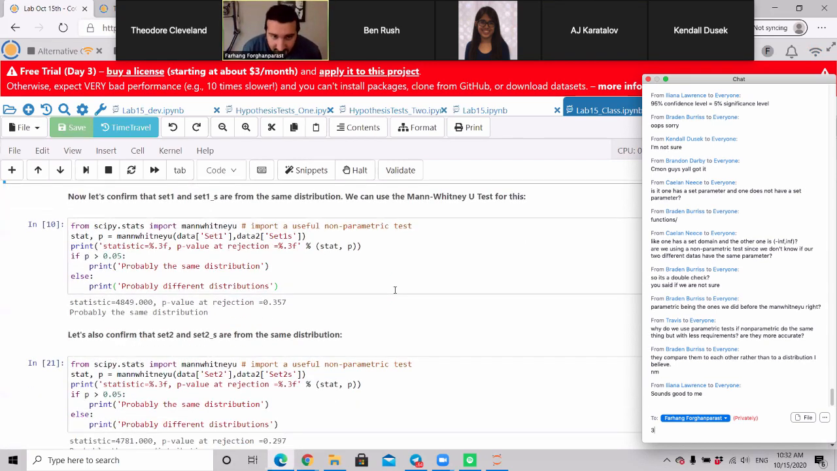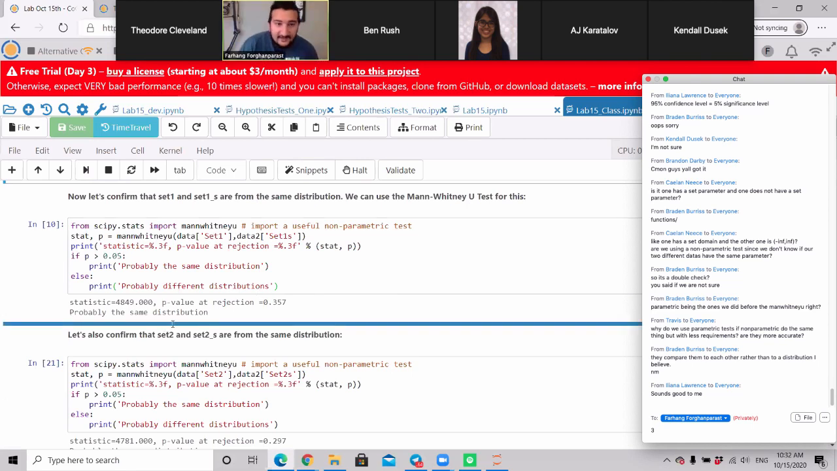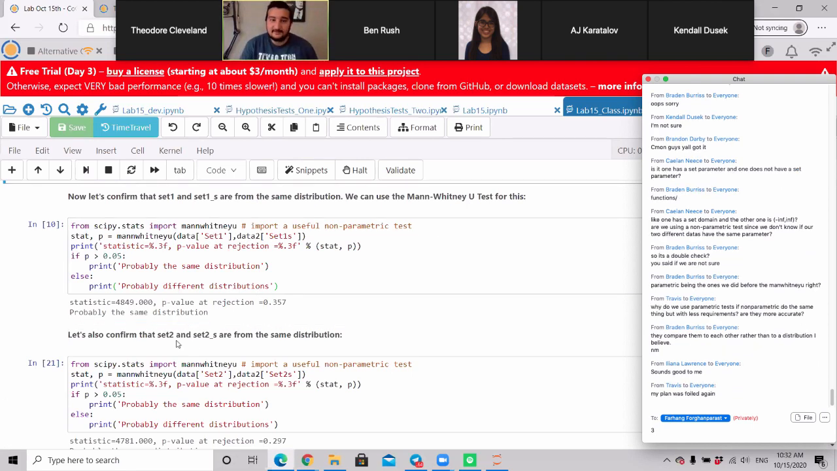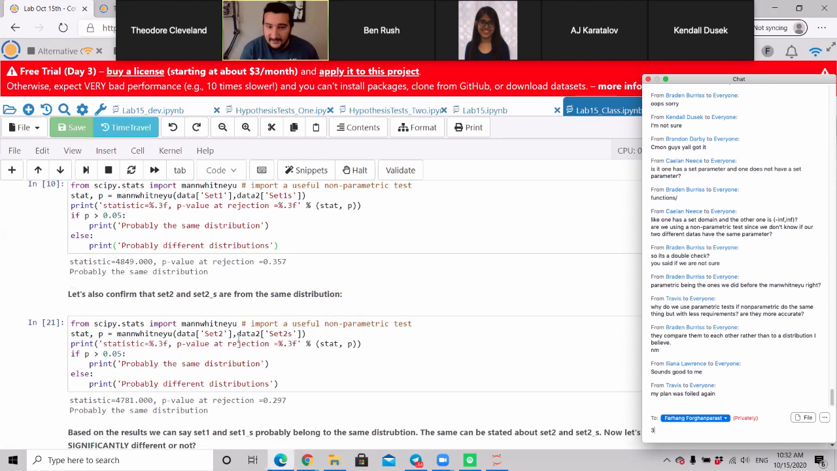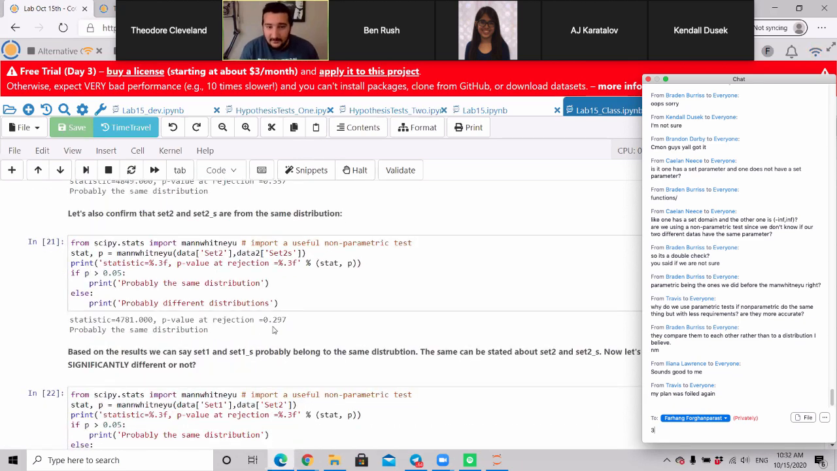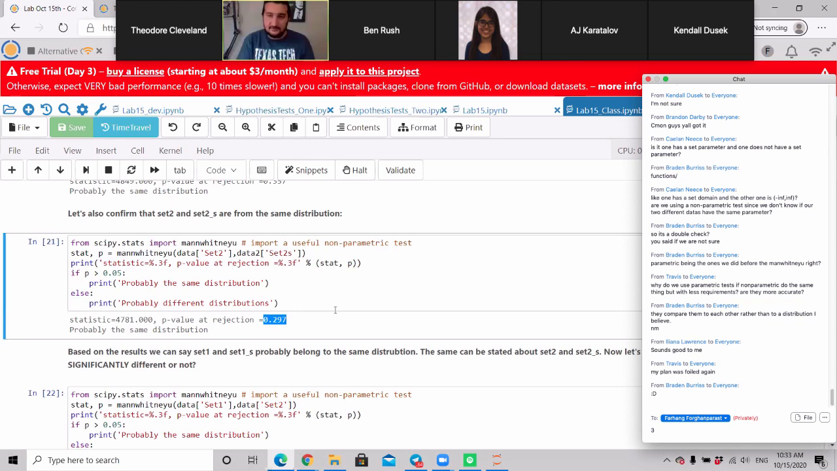Moving on, we went on and checked the same thing about set 2 and set 2 underscore S, and the result with a p-value of 0.297 gave us the idea that set 2 and set 2 underscore S probably belong to the same distribution.